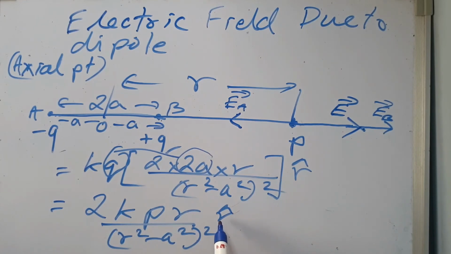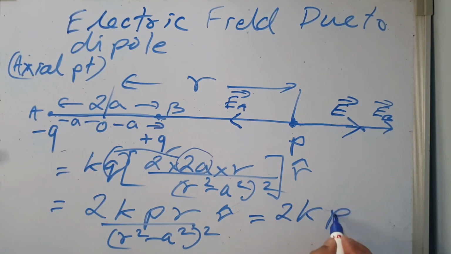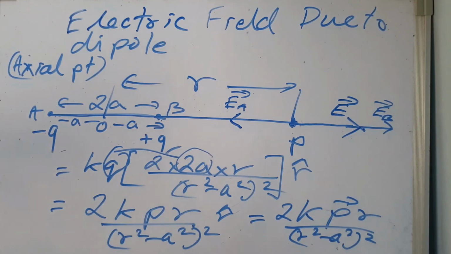Unit vector r cap is in the direction of vector r as well as vector P. So I can remove the unit vector and put the vector sign on P. What do I get? 2K vector P r upon r squared minus a squared the whole square. Understood? Because 2a into Q is P, and the unit vector in the direction of r is in the direction of P, so I put the vector sign on P.